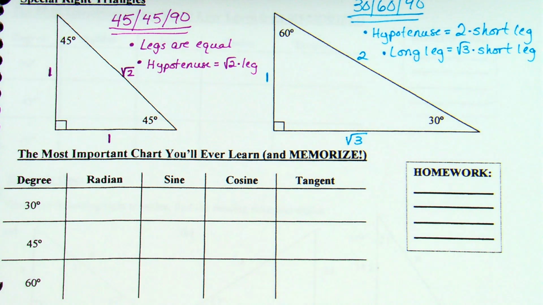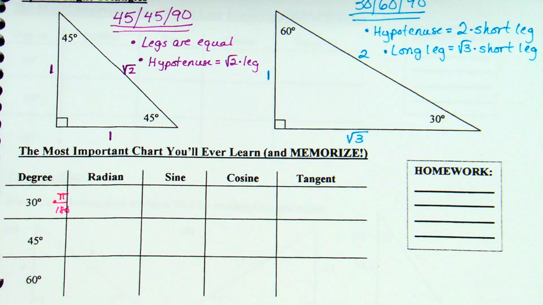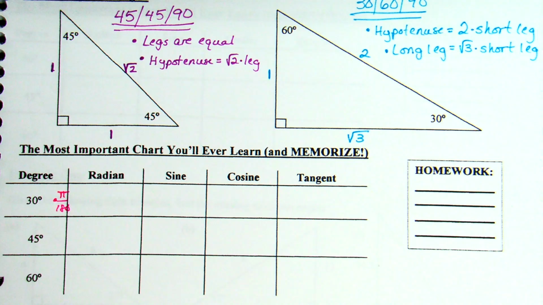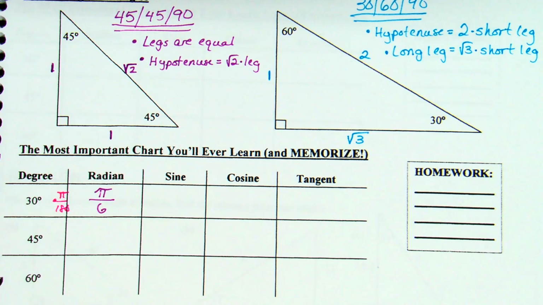What do you guys remember from Thursday's lesson? Yeah, you multiply by pi over 180. So if I take 30 and multiply by pi over 180, what is 30 times pi over 180? Pi over what? Not 5. 6. Okay, 180 divided by 30 is 6. And so in terms of radians, this is pi over 6. That's one you'll just learn. You'll need to know. 30 degrees is pi over 6.